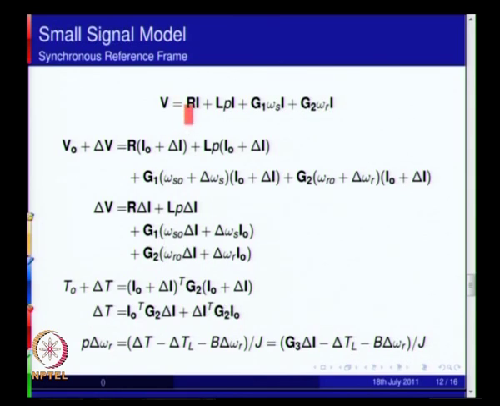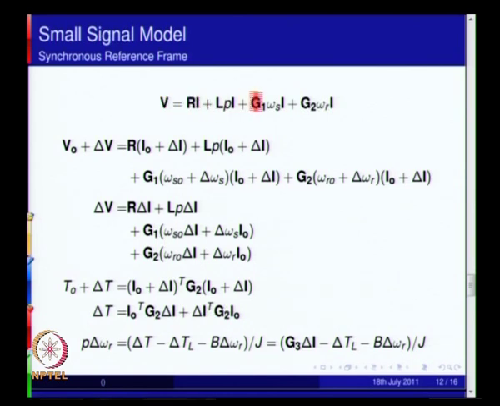One of the advantages of the synchronous reference frame for this particular application to derive the small signal model is that all variables are DC, and therefore you can now look at applying a step change, etc., and under steady state, because all variables are DC, d by dt of the steady state variables would still be 0.